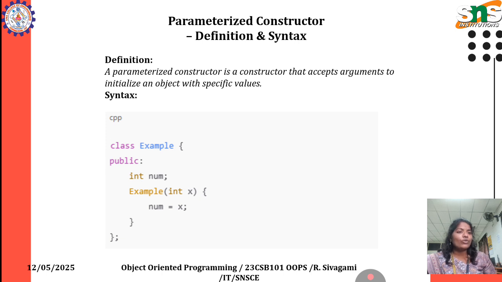I give a syntax for the parameterized constructor. The class name is Example. Here I declare public int num, and Example is the constructor. The class name and the constructor name are the same. Here I pass one parameter, int x, and num equals x.